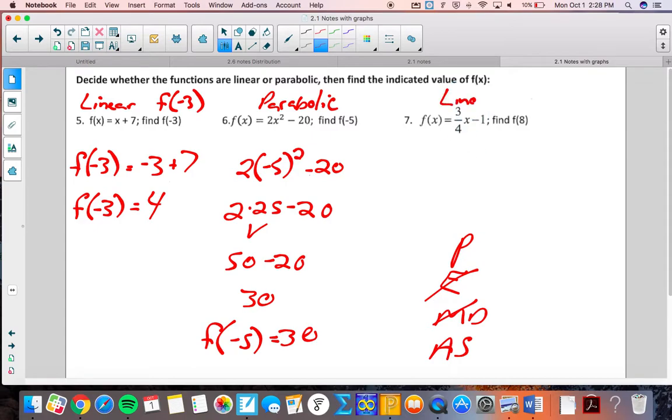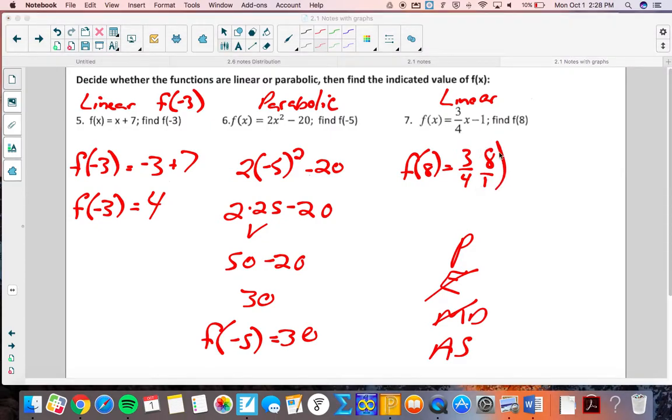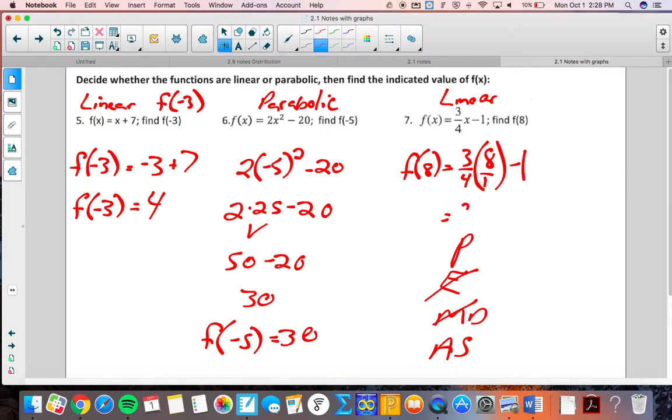This is a linear function because this is x raised to the power of 1. So that makes it a linear function. Even though there's a fraction there, don't panic. So we get 3/4 times, I'm going to just write this as 8 over 1 because that's the same as 8 getting substituted in for x. And then we subtract 1. So we get 24 over 4 minus 1.